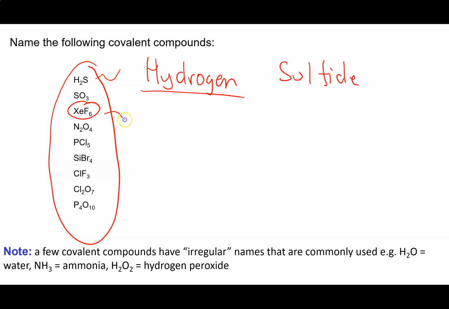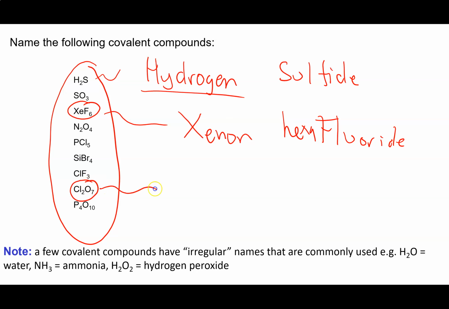Here's this one. Interesting compound. It's got a noble gas in it. Very few of those. Xenon, my first element, unchanged. My second element is fluorine. Change the ending to IDE. 1 of the first element, no prefix. 6 of the second, so it's got to be hexa. Xenon hexafluoride.